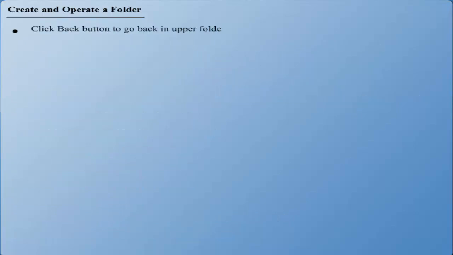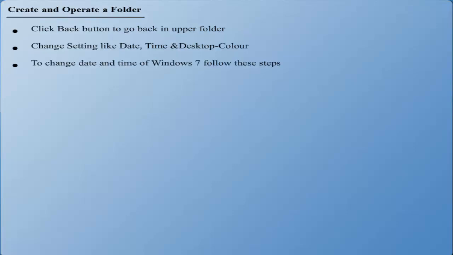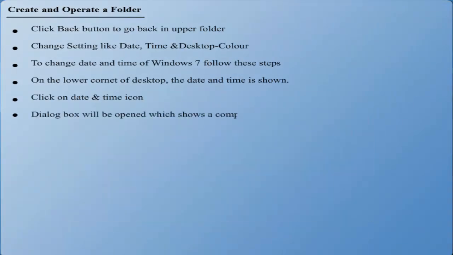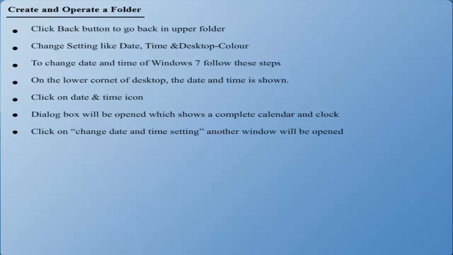Changing settings like date, time, and desktop color. In order to change date and time, follow the steps given below. Number 1. On the lower corner of the desktop, the date and time is shown. Number 2. Click on the date and time icon. Number 3. A dialog box will open which shows a complete calendar and clock. Number 4. Click on Change Date and Time settings. Another window will open. Number 5. Change the date and time and press the OK button. Number 6. The date and time will be changed and shown on the taskbar.